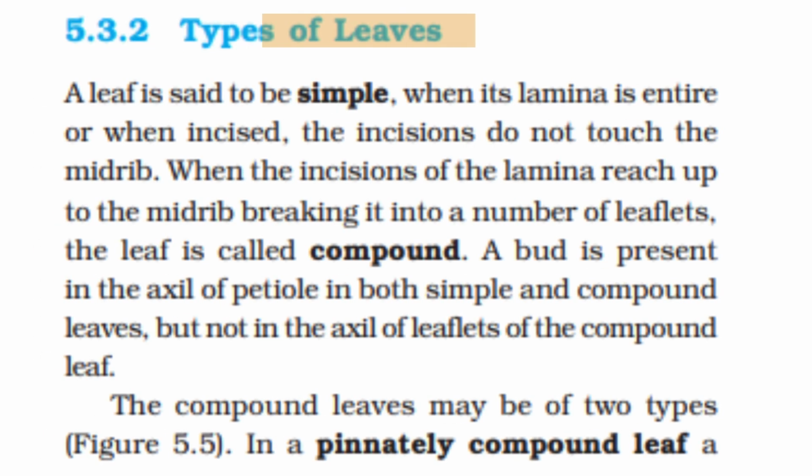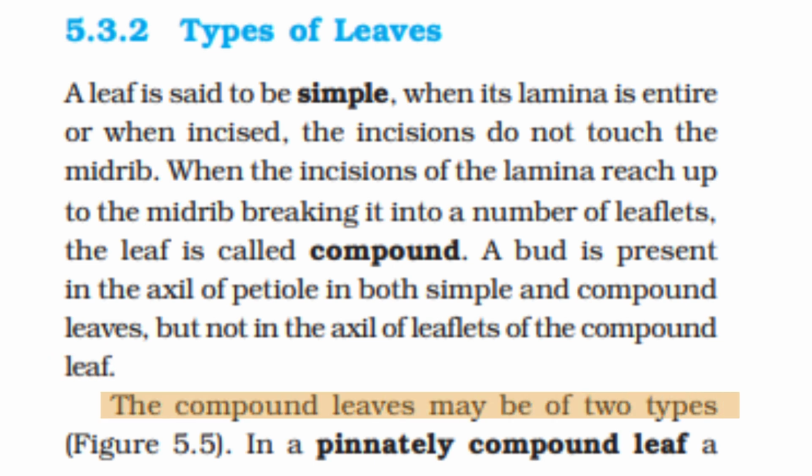Types of leaves. A leaf is said to be simple when its lamina is entire or when the incisions do not touch the midrib. When the incisions of the lamina reach up to the midrib, breaking it into a number of leaflets, the leaf is called compound. A bud is present in the axil of petiole in both simple and compound leaves, but not in the axil of leaflets of the compound leaf.